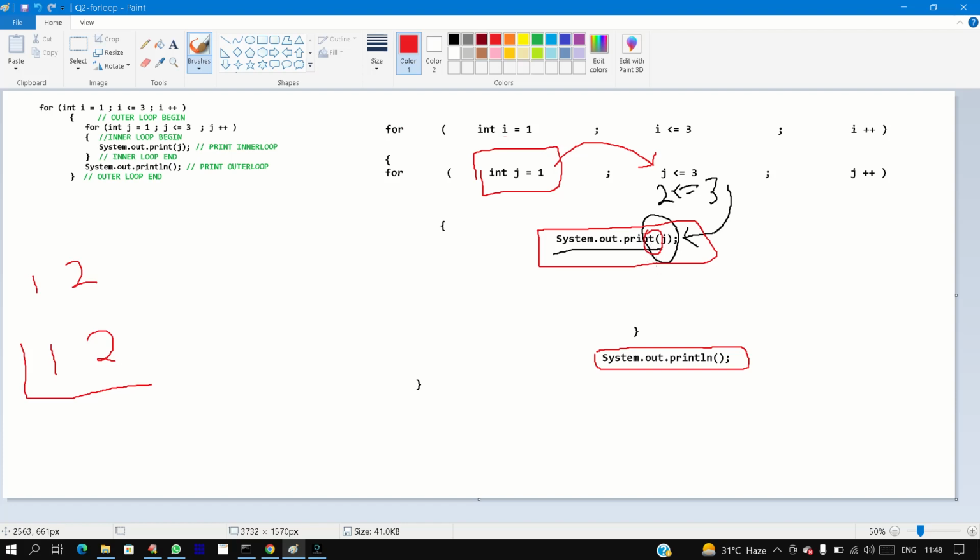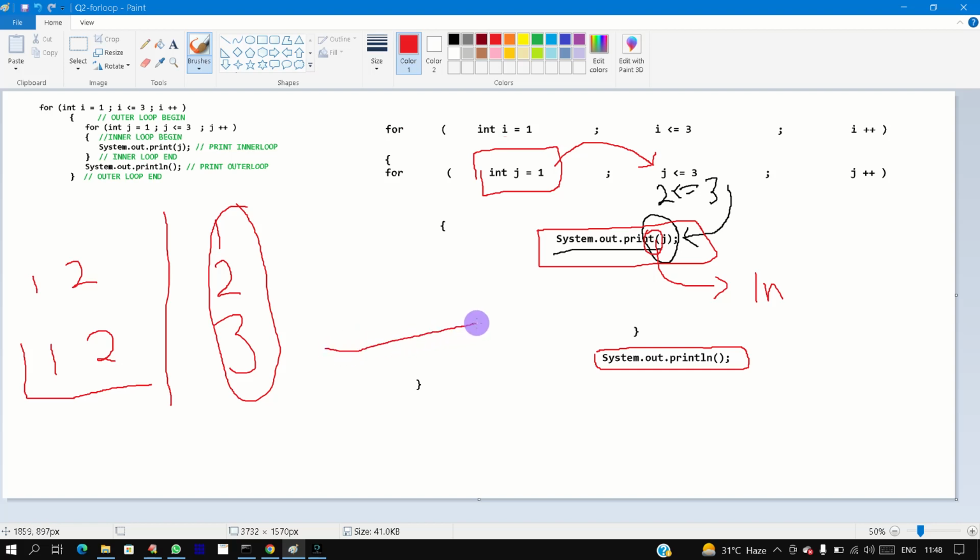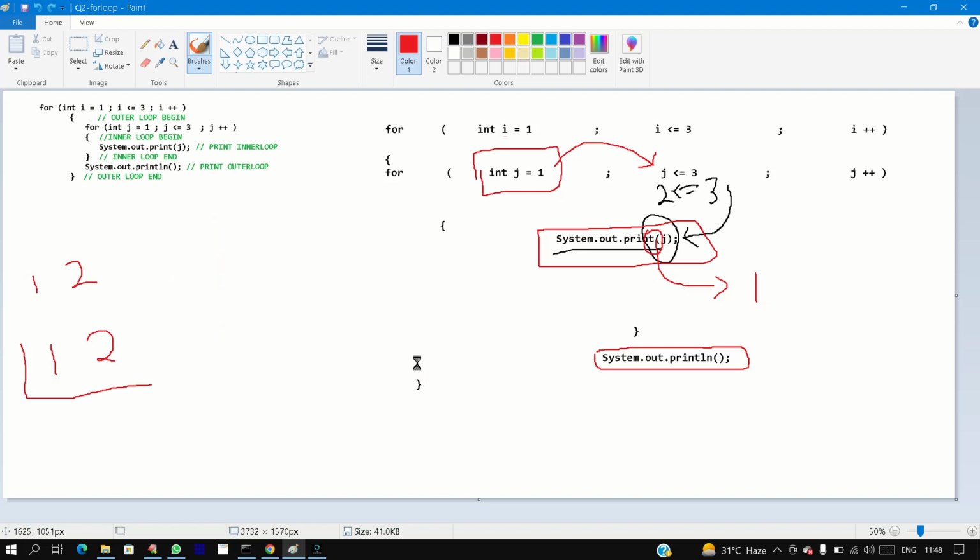Now, if I put ln in this place, after print, then the printing will be going like this: one, then there will be a changing line, then two, then three. This is the reason I have not written ln. Why? Because I want my j to be printed in a horizontal way. I hope you are able to understand the reason for not writing ln.